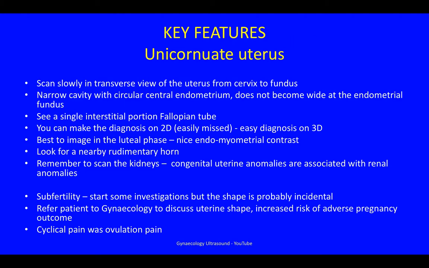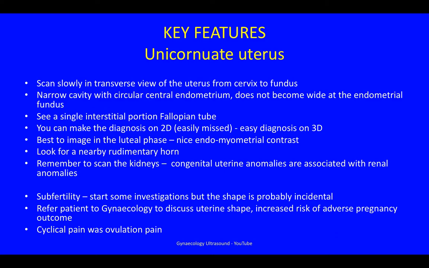The key features are to scan slowly in the transverse view of the uterus from cervix up to fundus. The cavity will be narrow with a circular central endometrium, which does not become wide at the endometrial fundus. You then see a single interstitial portion of the fallopian tube. You can make the diagnosis on 2D, but it's easily missed. But the diagnosis on 3D is very easy.